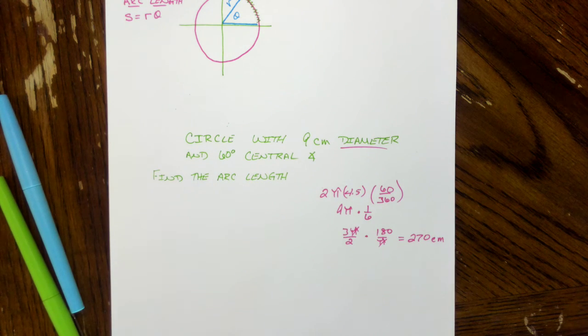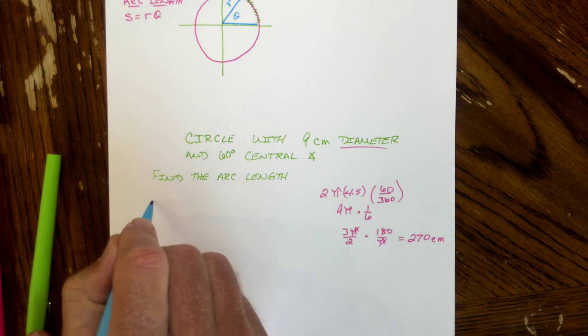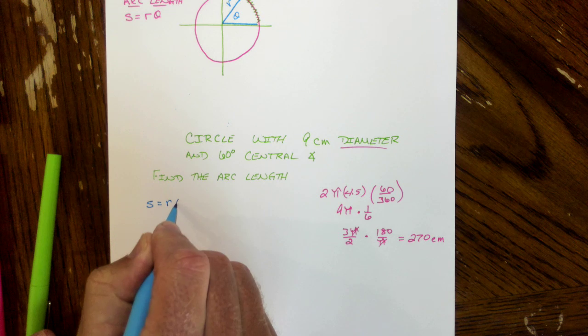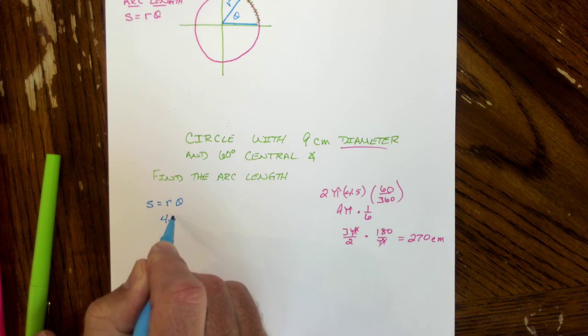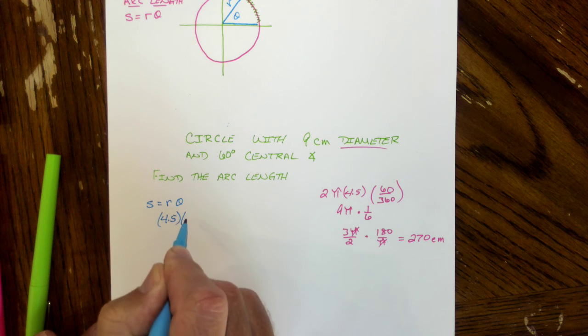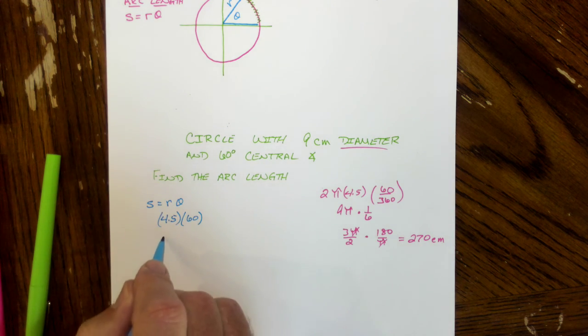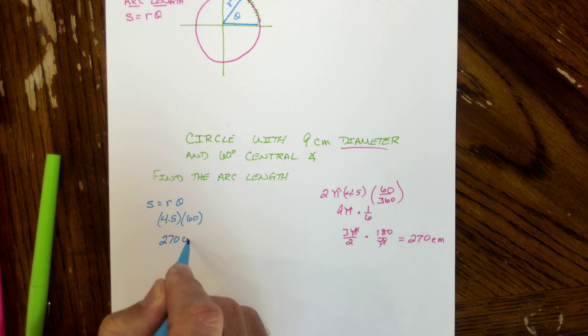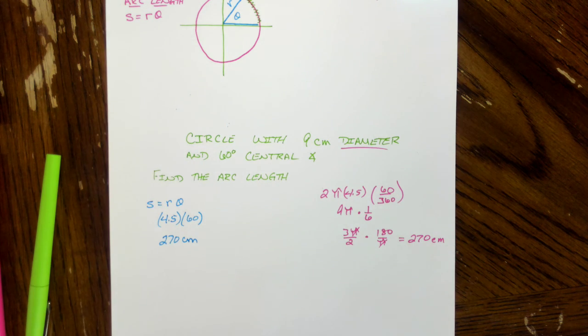Or, my friends, we could do something like this. S equals R times theta. R, 4.5. Theta, 60. You be the judge on that one. So, no other information. Goes a little bit quicker.